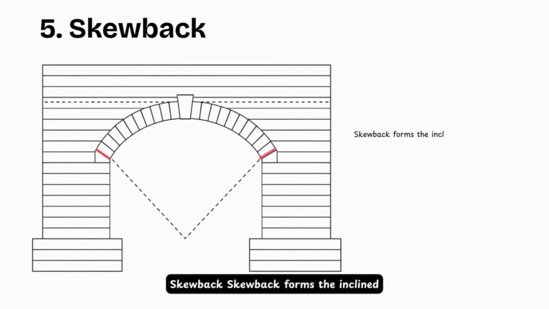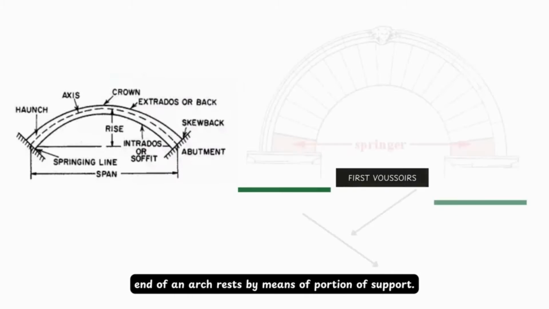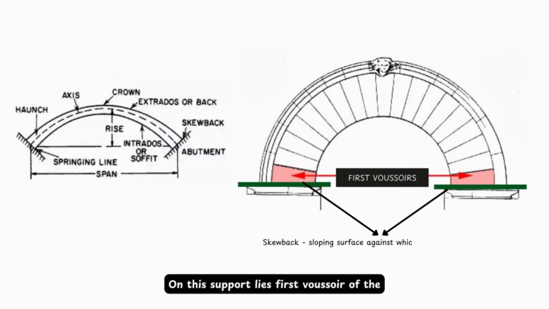5. Skewback. Skewback forms the inclined or splayed surface on the abutment from which the arch springs. It is a surface against which the end of an arch rests by means of the portion of support. On this support the first voussoir of the arch is placed.